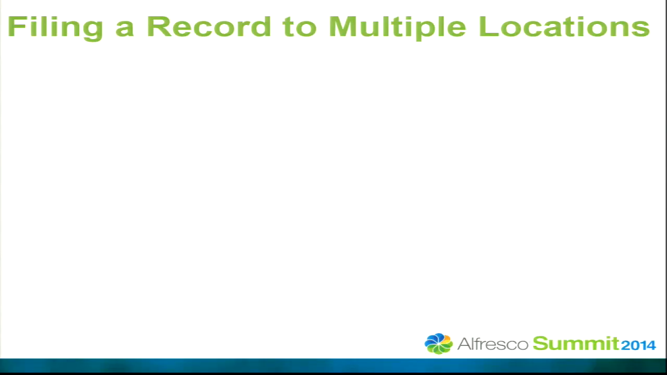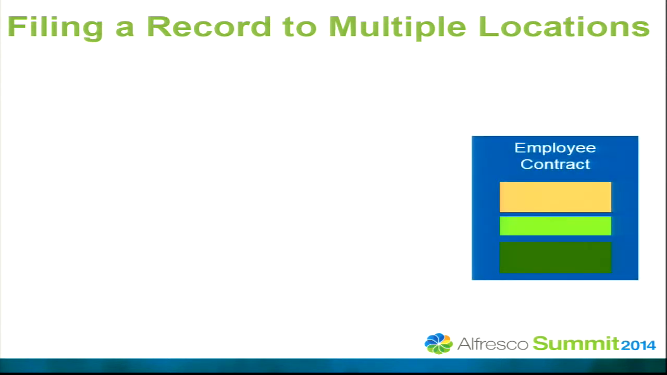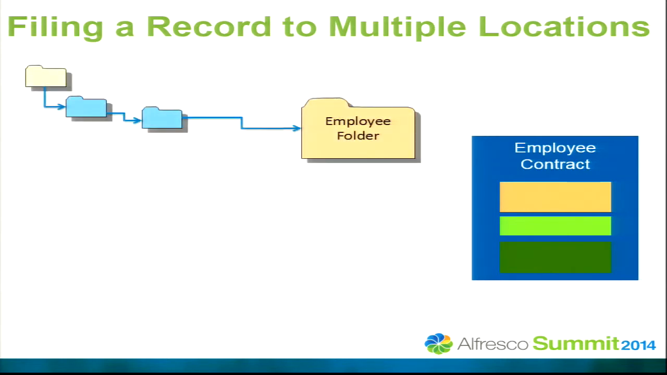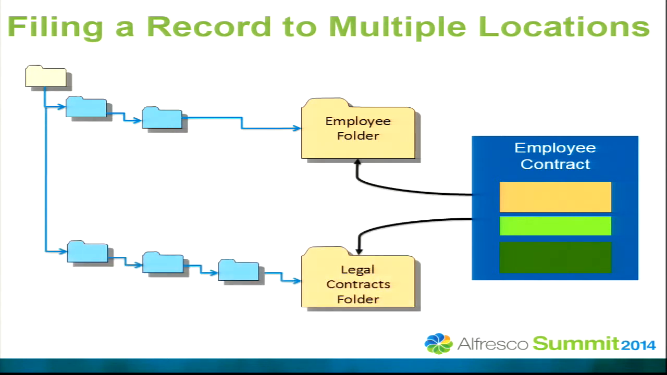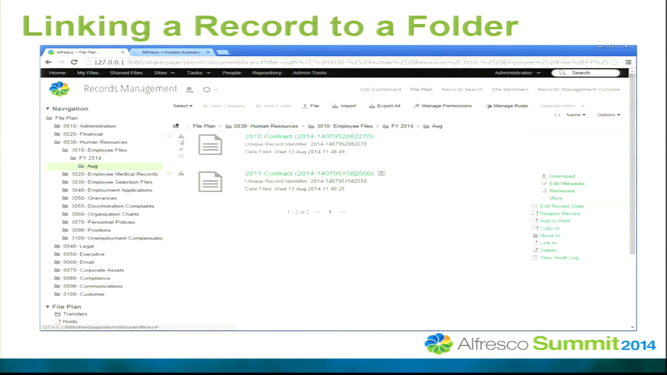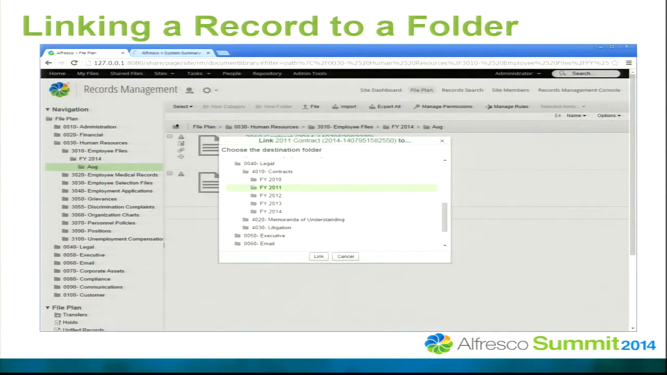Secondly, we now allow you to file a record to multiple locations. For example, if you have an employee contract, you might want to put that in an employee folder in the records management system. But the people in the legal department might also want to have that in a folder where they can get access to it. So in that case, you really want to be able to file it to 2 places. To do that, we've implemented what's called linking a record into a folder. So we let you select a link item, and then you can pick which folder you want to link it to. And you can set up multiple links if you want to.